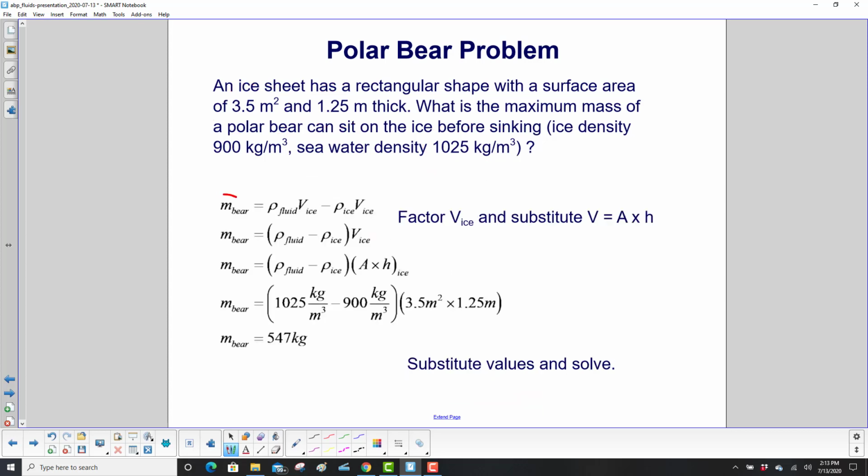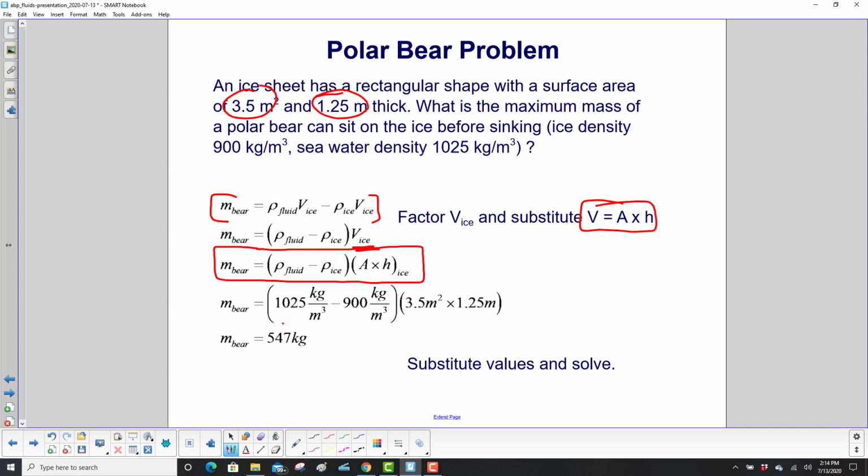We take our equation from the previous slide, and to reduce the math, we will factor out the volume of the ice. And then what is the volume of the ice? Well, it's the area times the height. So we now have an expression that gives us the mass of the bear. Any bear more massive than that will push the ice under the water, and we will consider him sunk. So the bear should be lighter than that if he wants to keep floating, or he or she bears.